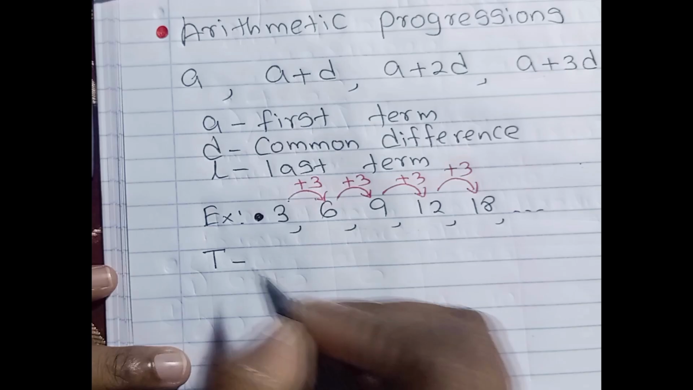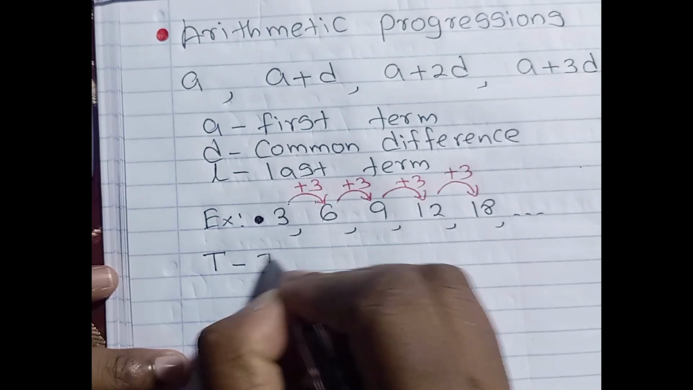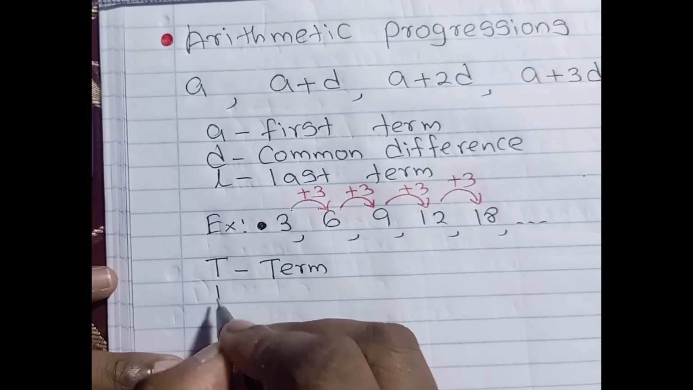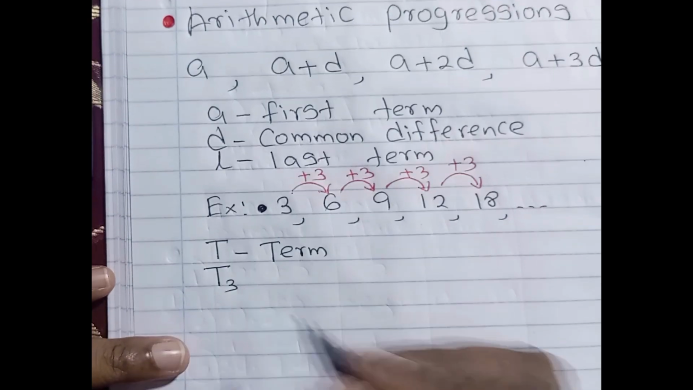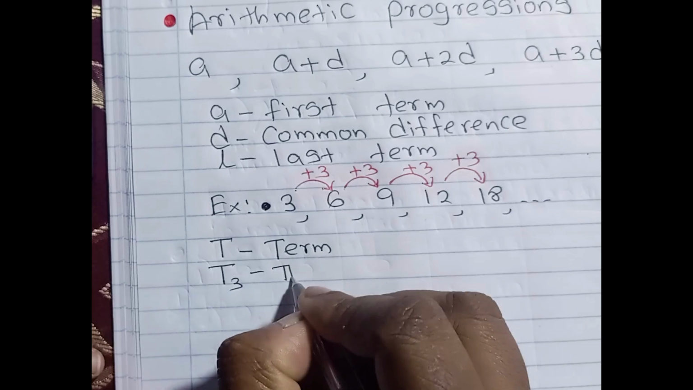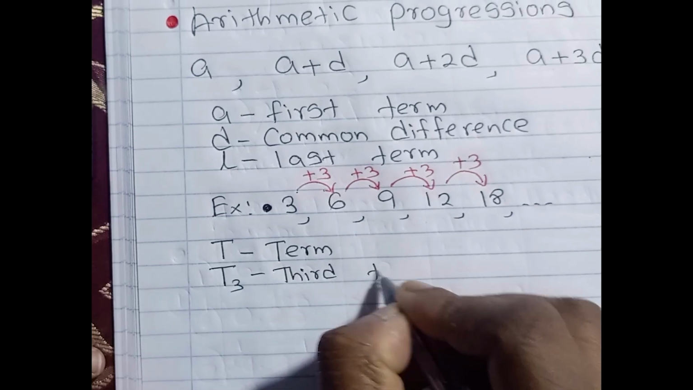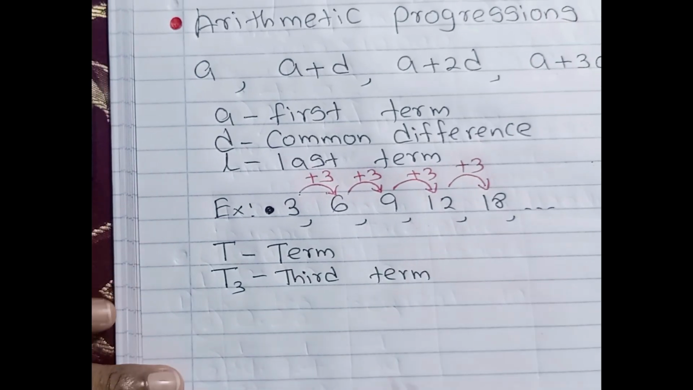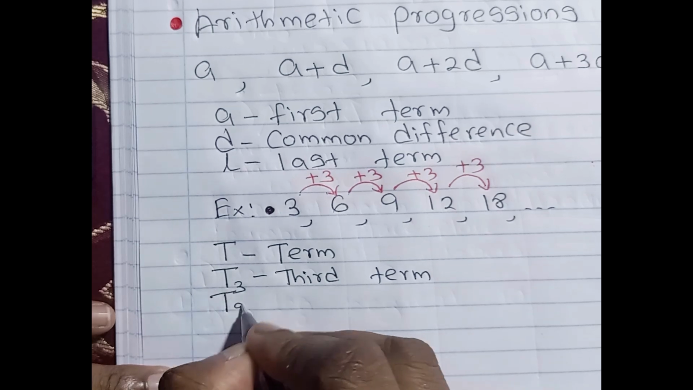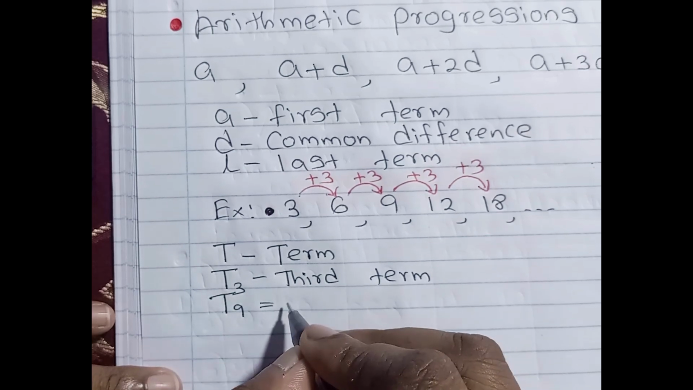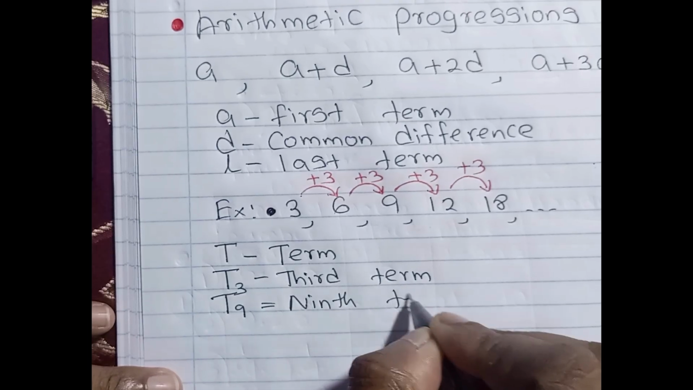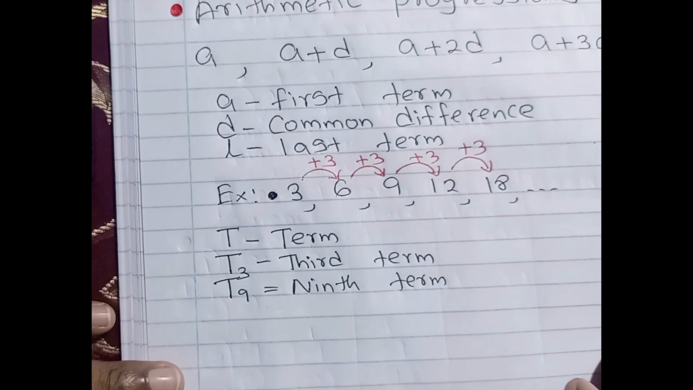Then in here you have to keep in mind capital T means term. If you have to rename the third term, you can write T3. T3 means third term. If you have to rename the ninth term, you can write T9. That is the ninth term.